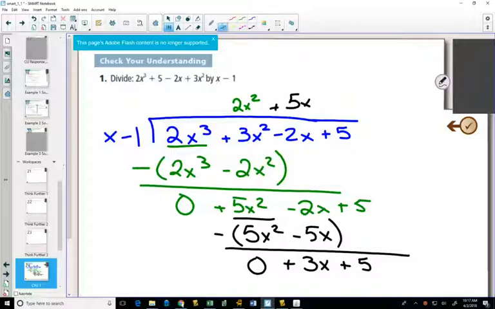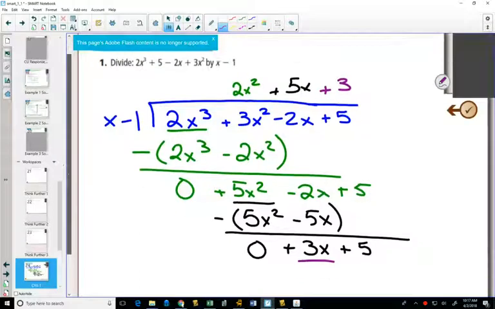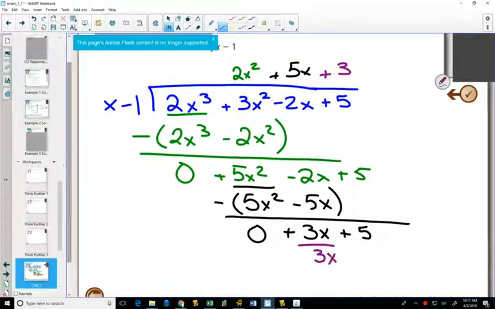Now we have a new biggest value. It's a plus 3x. What could you multiply x minus 1 by to get a plus 3x? A plus 3. And there's kind of a hint happening here telling you what you're needing to work with by where your columns are. So when I multiply 3 times the x minus 1, now I have 3x minus 3. 3x minus 3x is 0. 5 minus a negative 3.